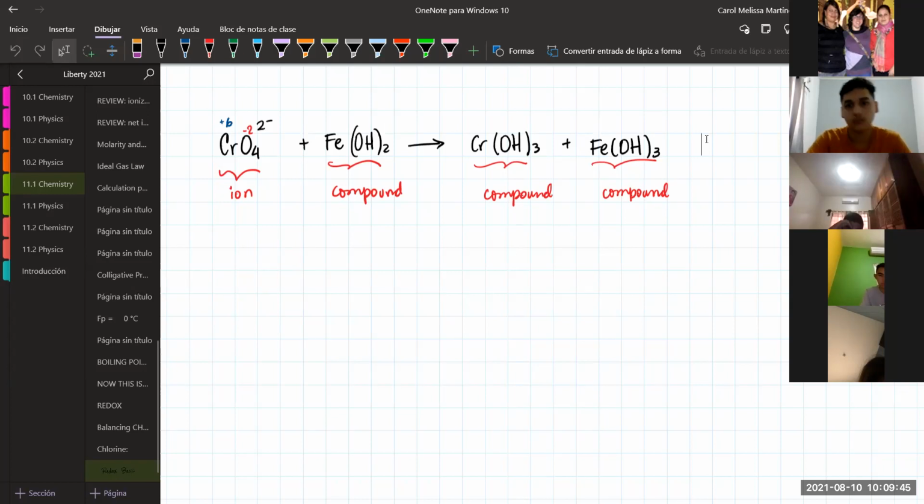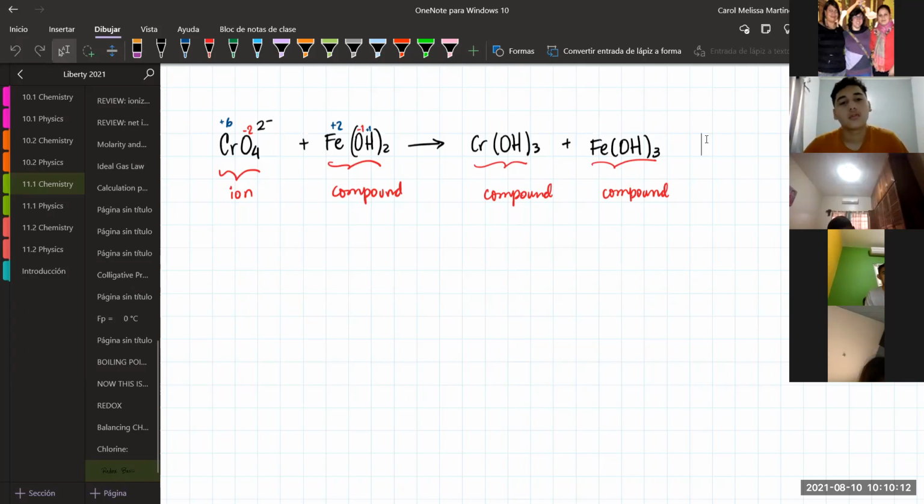And here in the compound, you see this 2. This 2 tells me the charge of what element? This 2 gives the charge of iron. So iron is going to be plus 2. Remember the rule of oxygen, that is -2, and the rule of hydrogen, that is plus 1.